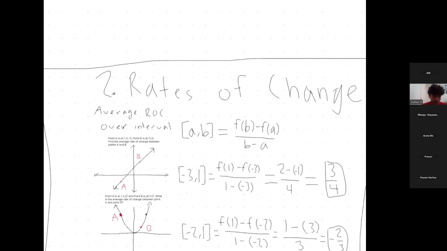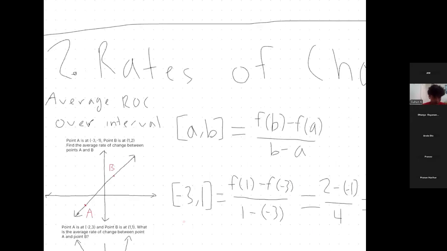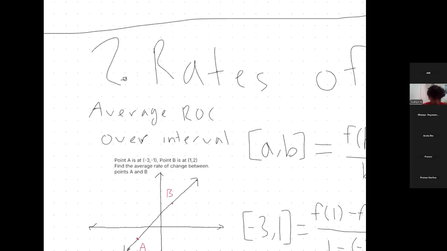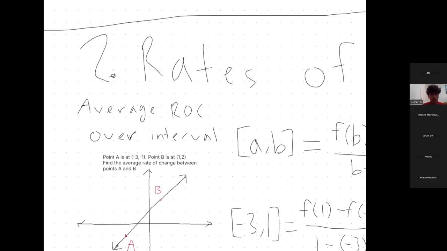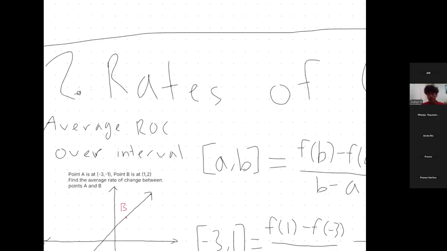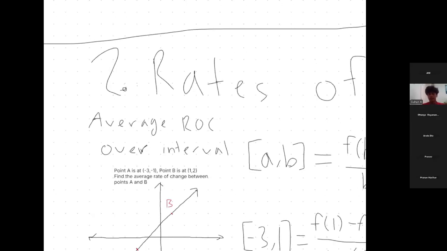So again, a lot on your screen. Don't try to focus on all of it at once. I'll explain it now. Okay, so first, let's look at this little thing right here. The average rate of change over an interval. So this topic covers rates of change, right? And a rate of change is just basically the slope. So it's just a fancier way of saying slope, right?